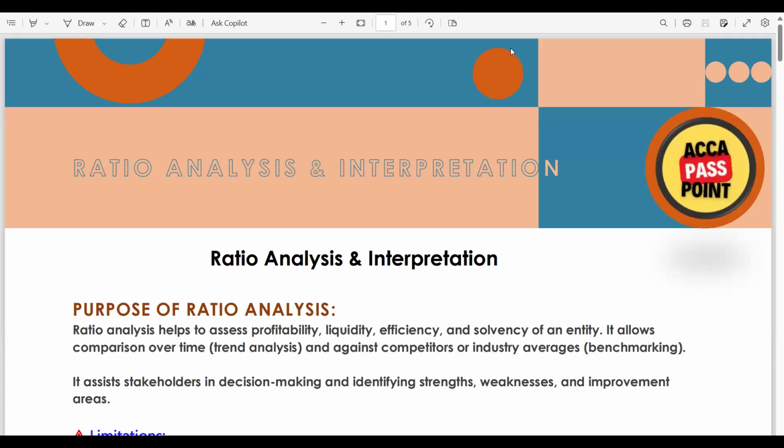So today we are going to discuss one of the most important topics for F7 Financial Reporting, which is ratio analysis and interpretation. We all know that in your exam, in Section C, there is a question on ratio analysis and interpretation. I have promised all the students that I will cover everything, so that nothing will be left on the SBR and F7 playlist with regard to the lectures.